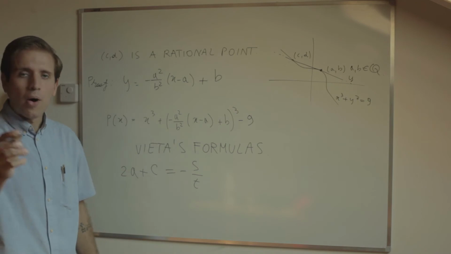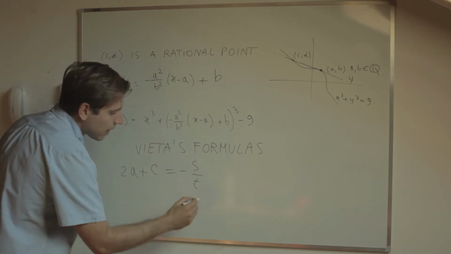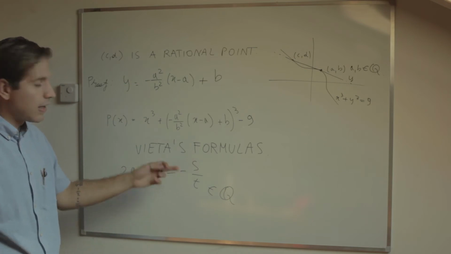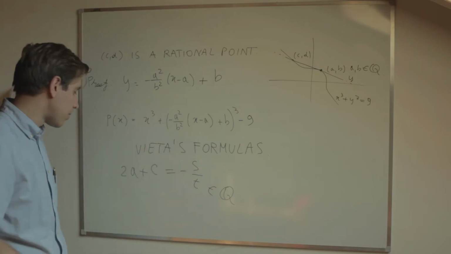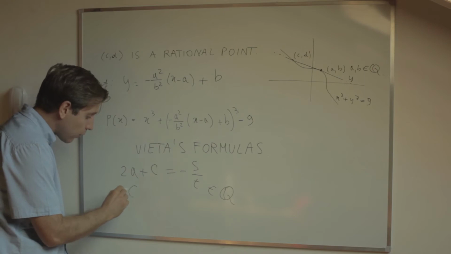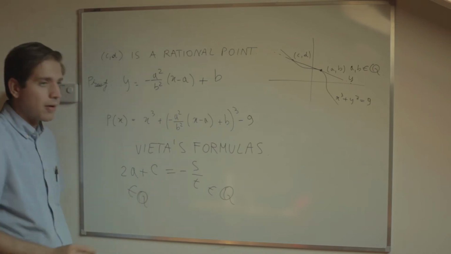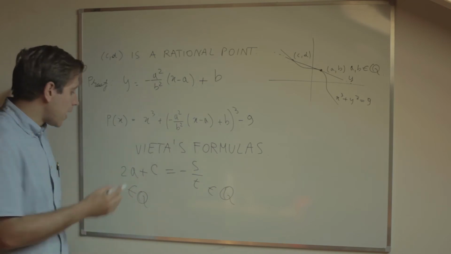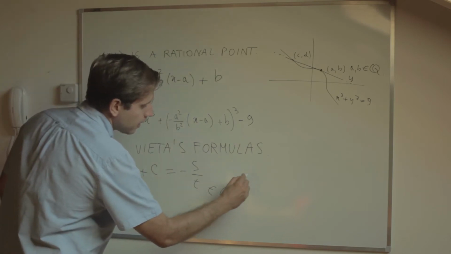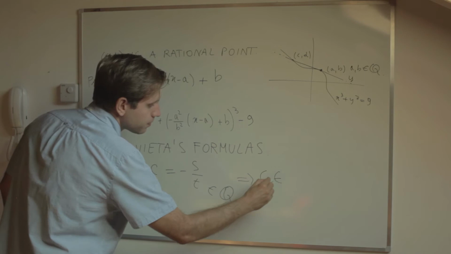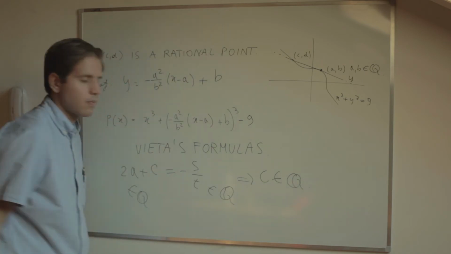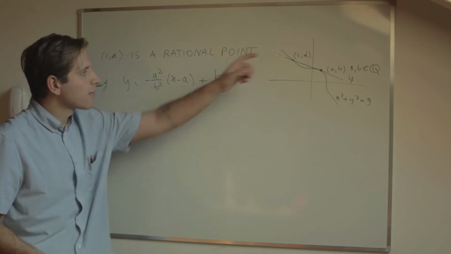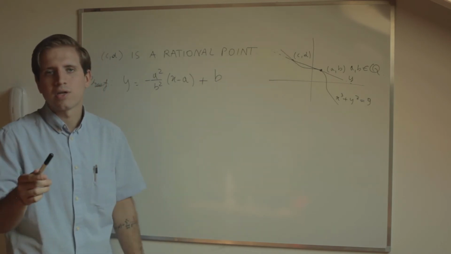So, what's the point here? Well, minus s over t needs to be a rational number, because of course s and t are coefficients of a rational coefficient polynomial. And 2a is also a rational number, because we supposed that. This will imply that c is a rational number. So, we have just proved that the x-coordinate of our point is a rational number.